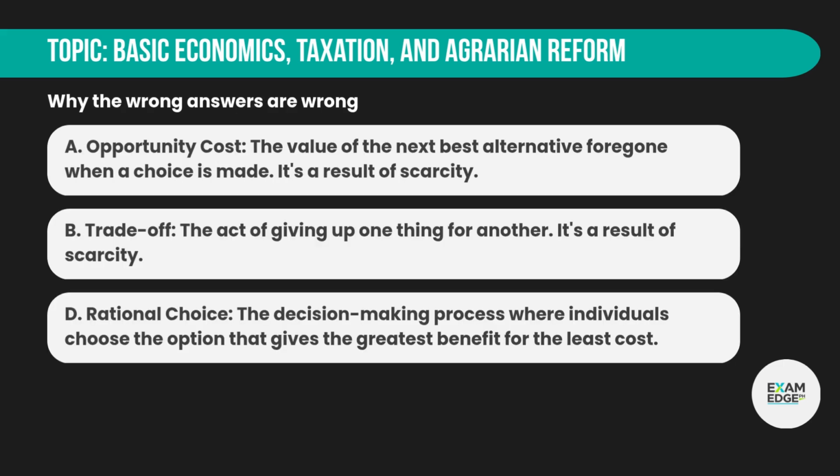Why the wrong answers are wrong? A. Opportunity cost. The value of the next best alternative foregone when a choice is made. It's a result of scarcity. B. Trade-off. The act of giving up one thing for another. It's a result of scarcity. D. Rational choice. The decision-making process where individuals choose the option that gives the greatest benefit for the least cost.